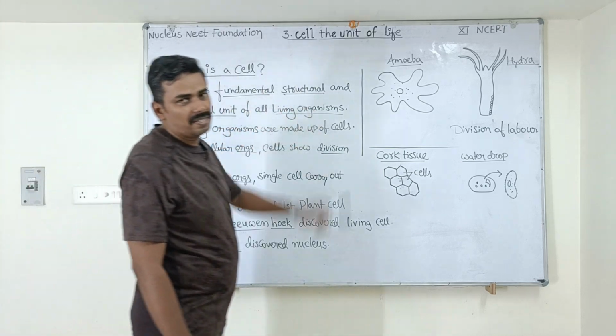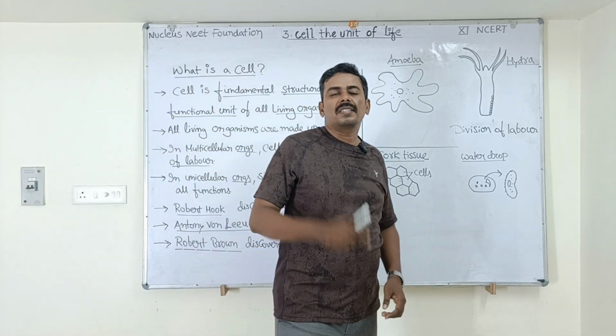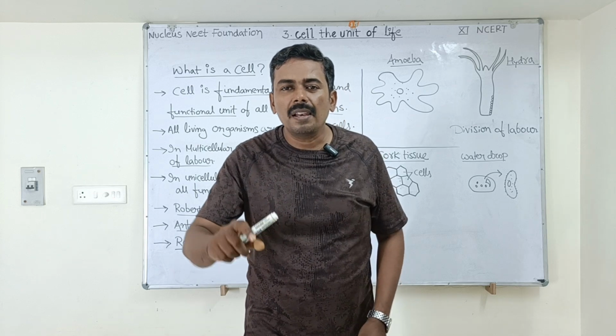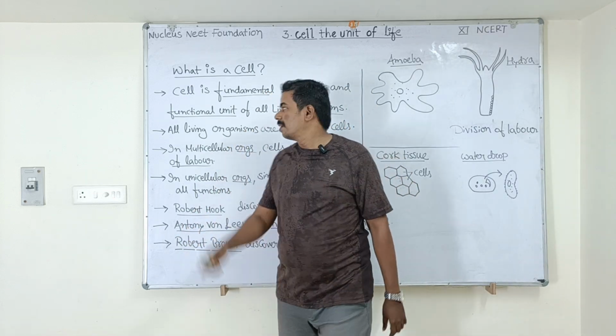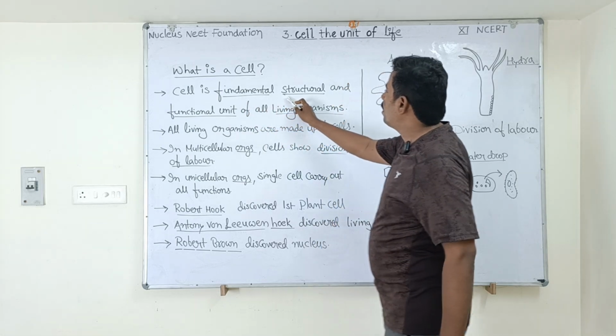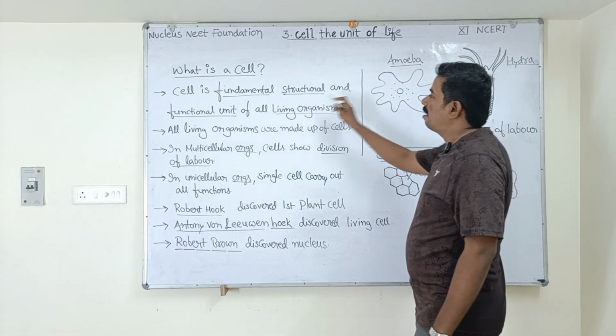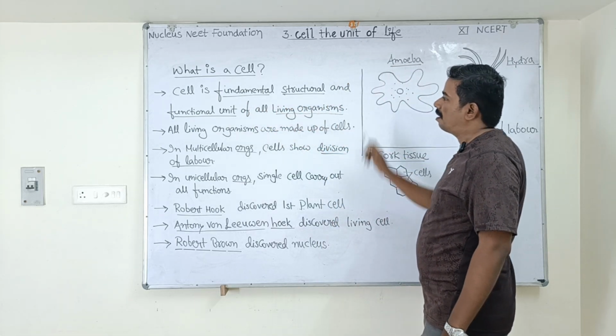What is a cell? Cell kya hota hai? So a cell is a fundamental, structural and functional unit of all living organisms.